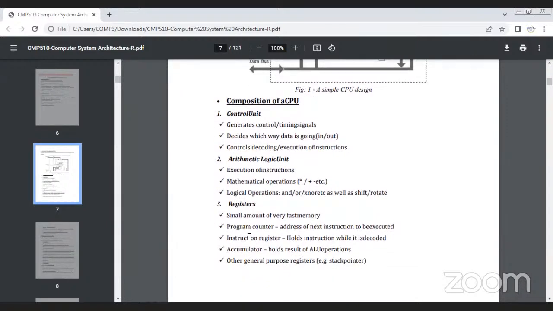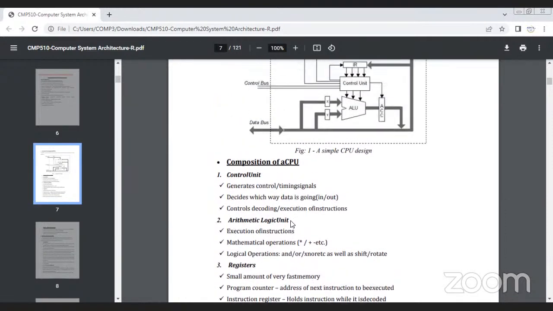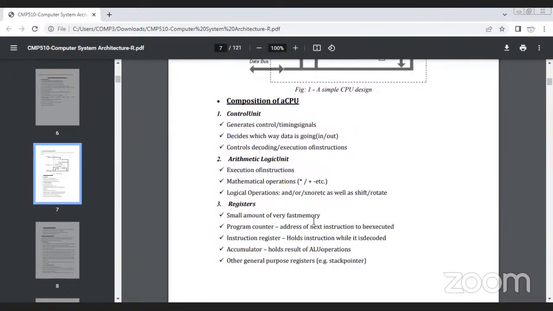Okay, and the third part is the registers. Registers are a small amount of fast memory, which also contains the program counter, instruction register, accumulator, and other general purpose registers. The program counter is used to store the address of the next instruction to be executed. Among the registers, there is a classification. The first one is the program counter. The program counter register is used to store the address of the next instruction to be executed.